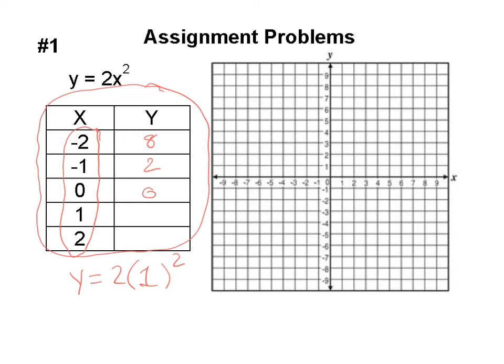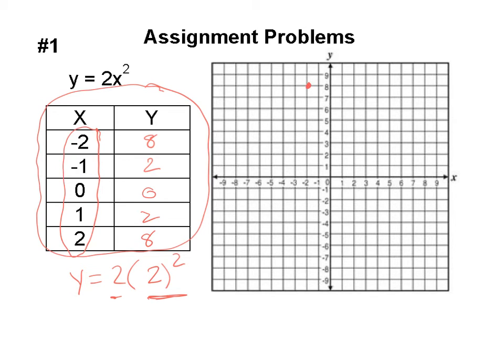Put a 1 in there. 1 squared is just 1 times 2 is 2, right? Erase and replace. 2 squared is 4 times 2 is 8. All right, now we can graph. So grab some graph paper, print some off. If you need some, I'll put some on the assignment today.